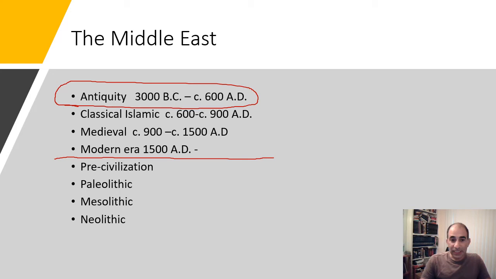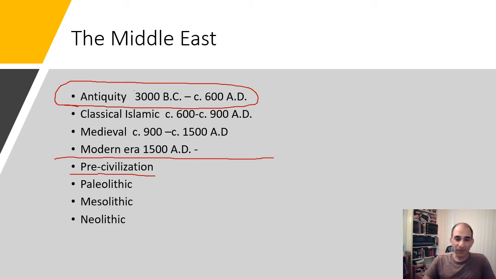Now, before we get into any of these periods, the Antiquity period, the Classical Islamic, the Medieval or Modern era, we have to understand, look at this date, 3000 BC. Were there people around the Middle East before 3000 BC? The answer is, of course, there were. But anyone before 3000 BC, we group as pre-civilization, right? The pre-civilization time period covers an enormous amount of time. It covers everything from over 1,000,000 BC to 3000 BC.